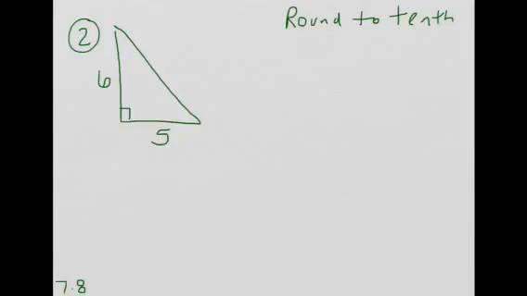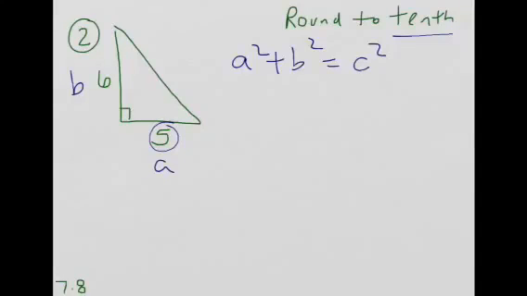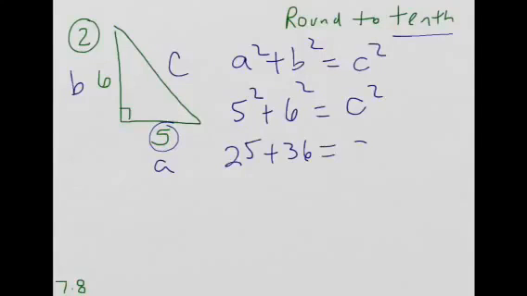All right, let's try this one. We're going to round to the nearest tenth. So we're going to do a squared plus b squared equals c squared. Again, a is going to be my smallest, b is my middle, and c is my hypotenuse. So I'm going to do 5 squared plus 6 squared is equal to c squared. So 25 plus 36 is equal to c squared. So I'm going to have 61 is equal to c squared.